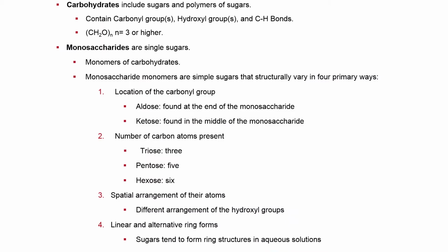Moving on into carbohydrates. Carbohydrates are classified based on different sets of criteria. Carbohydrates contain carbonyl groups. Recall what a carbonyl group is: a carbon atom double bonded to an oxygen. You also have hydroxyl groups, which are OH groups, and carbon-hydrogen bonds.